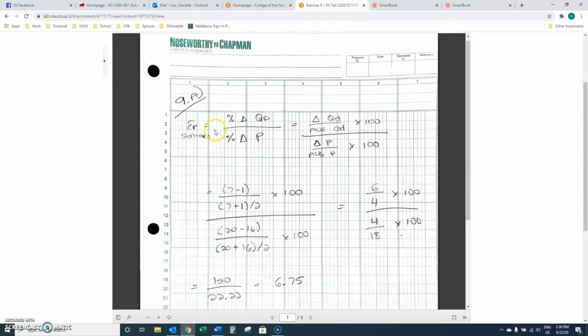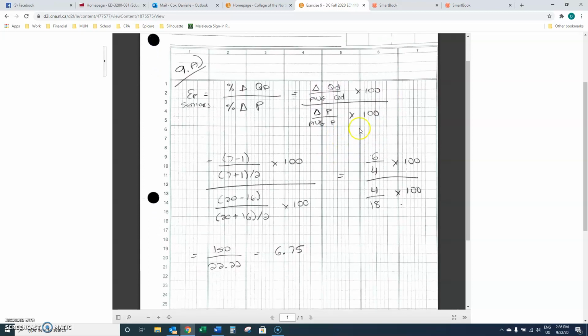So I just posted 9A just for the seniors. Again, your price elasticity is your percent change in quantity demanded, that's a Q by the way there, divided by the percent change in price. Now we're going to break that down further. Percent change in quantity demanded is your change in quantity demanded over your average quantity demanded times 100, and then your percent change in price is your change in price divided by your average price times 100.